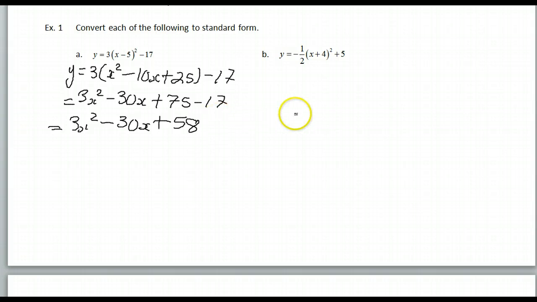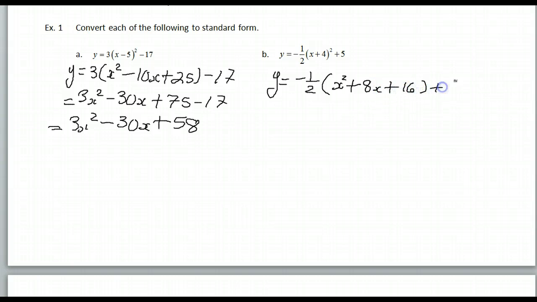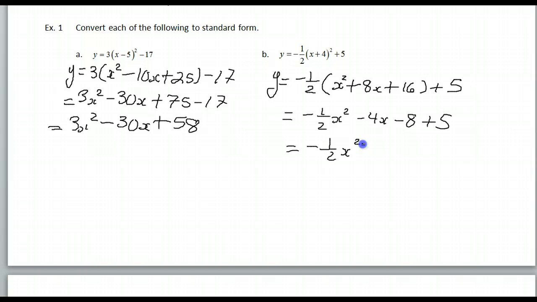Second example on the right side here, same procedure, y equals negative 1/2, that's our a value. Now we're going to square what's in the brackets. First term squared. X times 4 is plus 4x doubled, plus 8x. Square the last term, always positive, plus 16, and we have the plus 5 on the end. Multiply through by negative 1/2, negative 1/2 x squared, minus 4x, minus 8, plus 5, negative 1/2 x squared, minus 4x, minus 3.